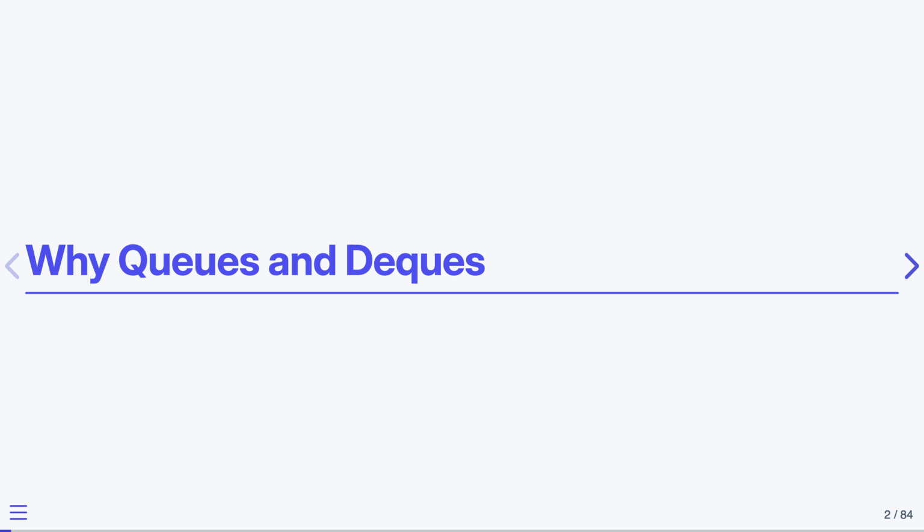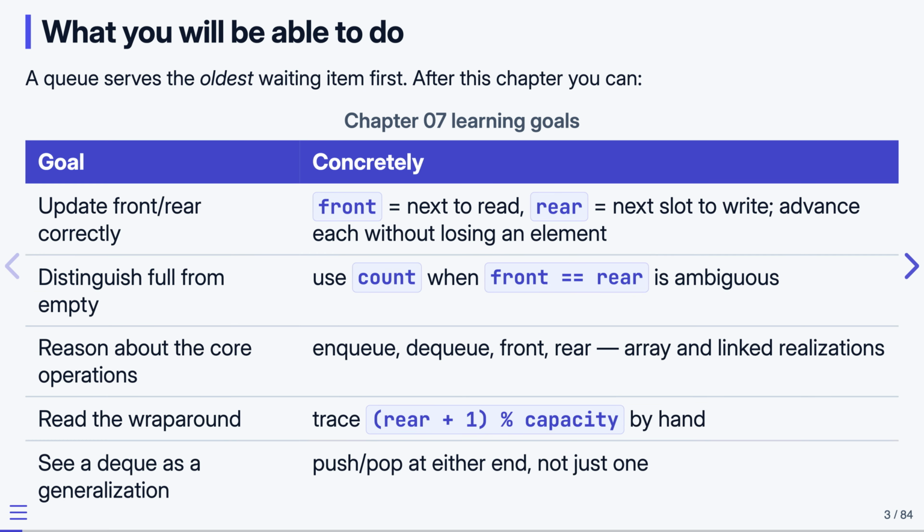Let's start with why queues matter. You meet them every day, anytime people or tasks have to wait their turn. A queue always serves the oldest waiting item first. By the end of this chapter, you can do 5 things.